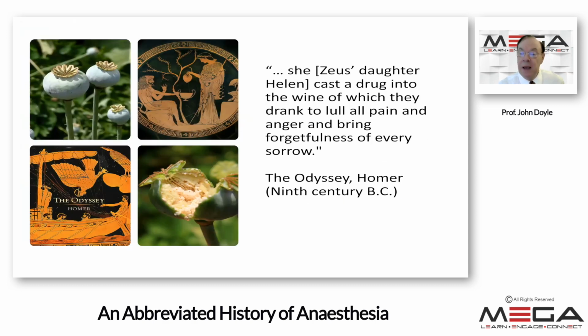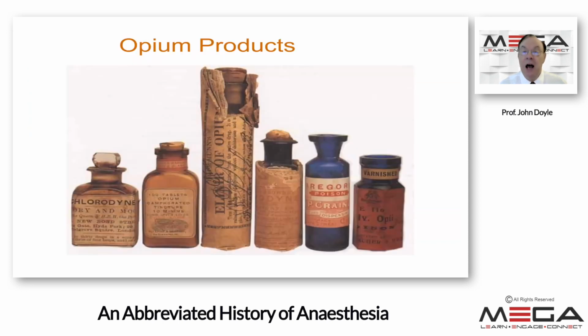Here is a comment from Homer's Odyssey. "She, Zeus's daughter Helen, cast a drug into the wine, of which they drank to lull all pain and anger and bring forgetfulness of every sorrow." And of course, a variety of opium products were produced in the days before anesthesia, or even in the days when anesthesia was early. We have opium tablets, and we had opium pills.